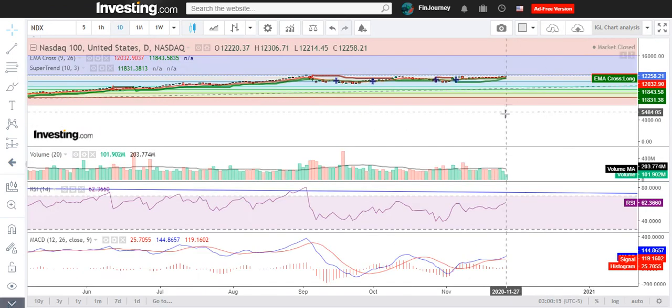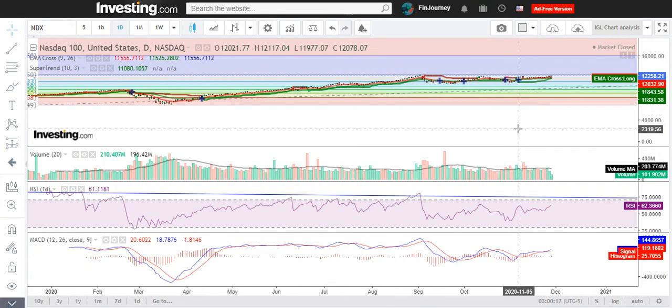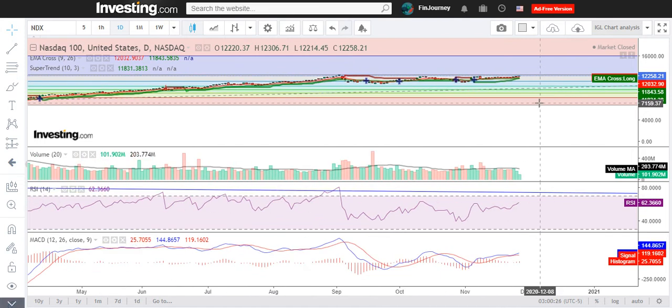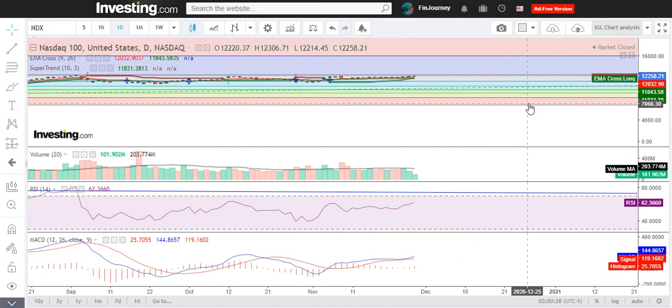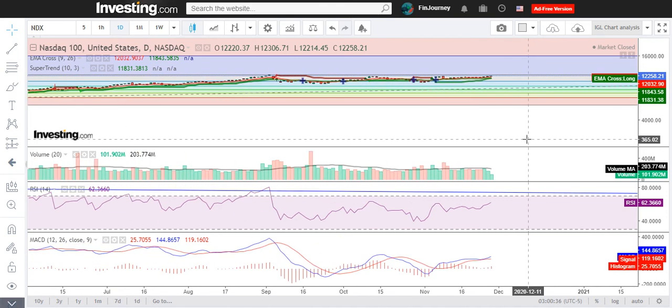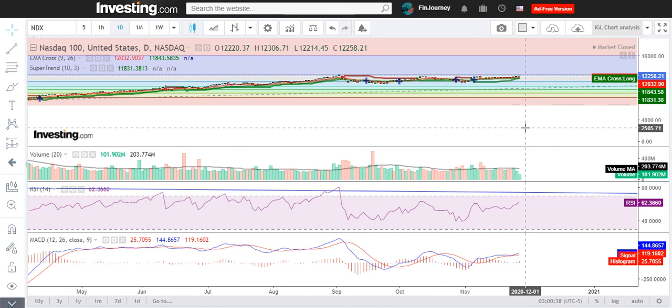Let's check it out on a daily basis. You can see that it has been consolidating in the same zone for almost from the September month till today, or till last week. Whether there is any kind of accumulation going on, and whether the market is getting ready or getting some strength to move upside.